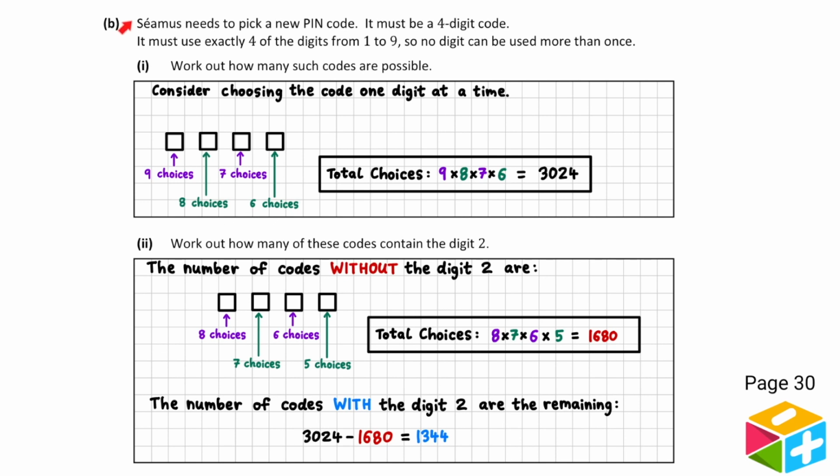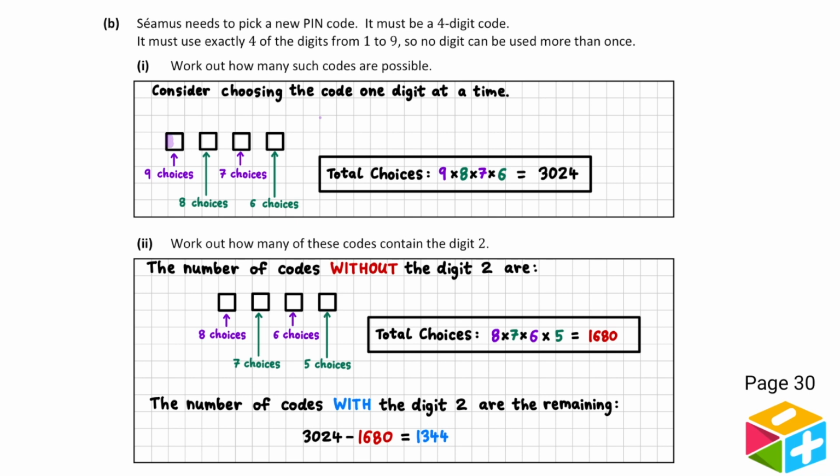In part B, Seamus is picking a new 4-digit PIN code. We're told that each of the digits must be between 1 and 9 and that no digit can be used more than once. In the first part, we must work out how many such codes are possible. It's useful here to consider choosing the code 1 digit at a time. We can visualize this by drawing out 4 empty boxes and then thinking about how many valid ways there are to fill in a digit to each of the boxes.